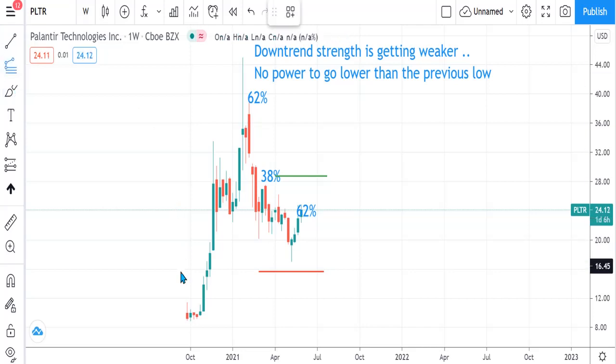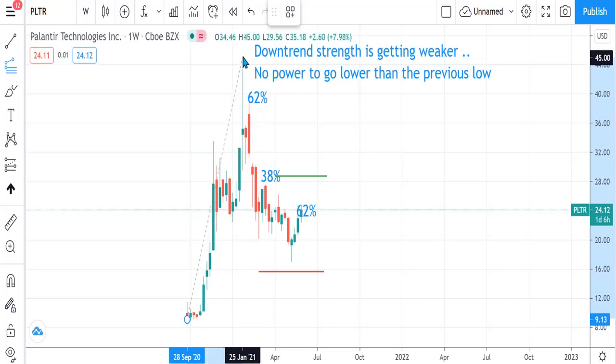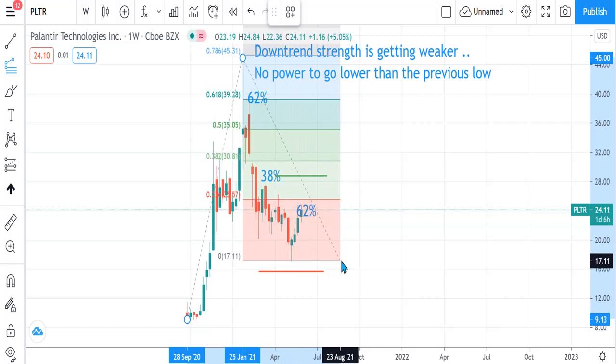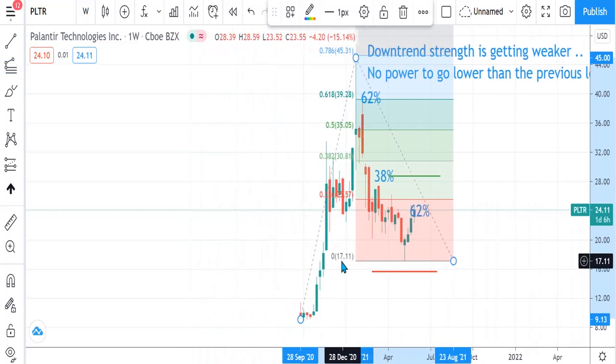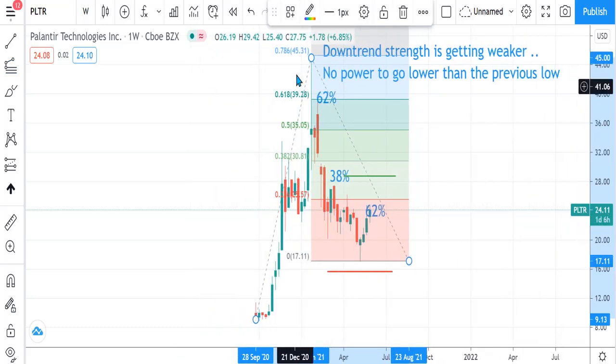And now we can use this Fibonacci retracement trend. Plot it from all the way at the high, pull it down all the way to the low here. Okay, now we have Fibonacci levels here. So which level should we use? It took more time to go up, it took less time to go down.